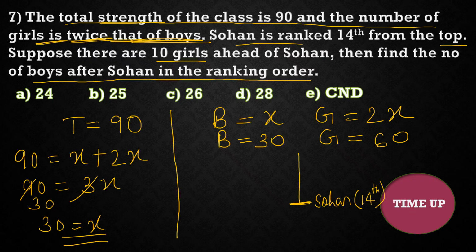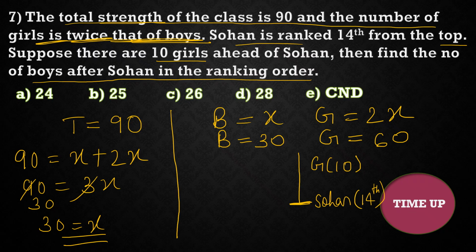Suppose there are 10 girls ahead of Sohan. So ahead meaning what? Ahead meaning this part, right? This part will be ahead, this will be behind Sohan. So ahead of Sohan, there are 10 girls. So what do you think, ahead of Sohan, how many boys will be there? Suppose if 10 girls are ahead of Sohan, how many boys will be there ahead of Sohan?